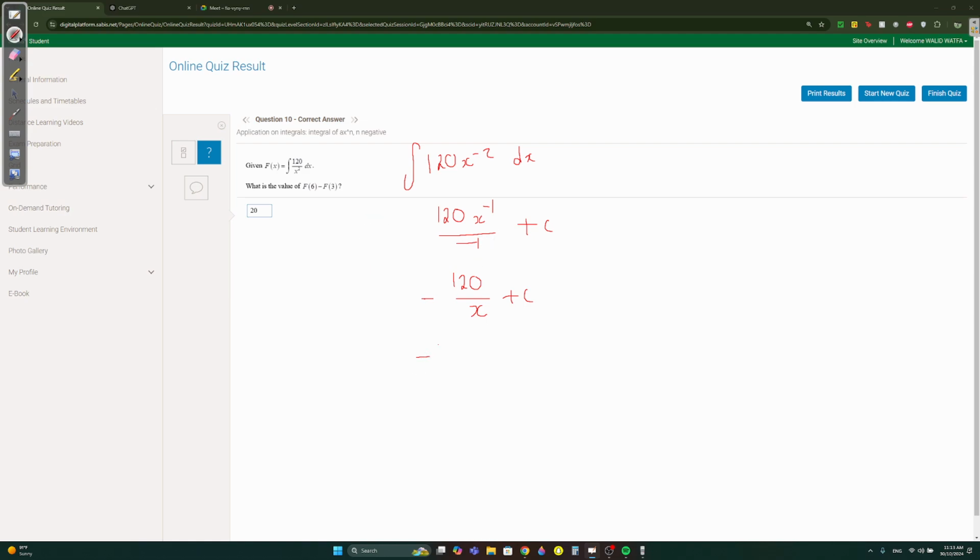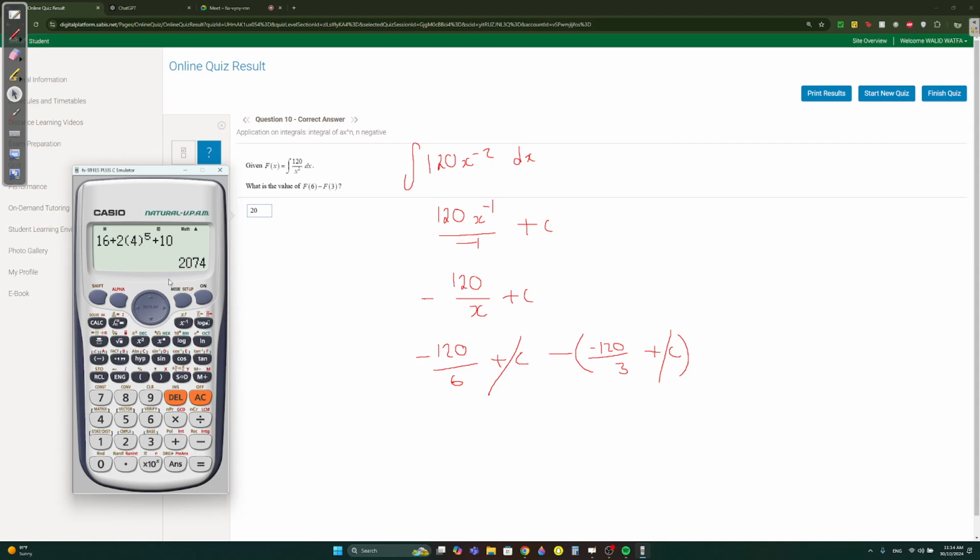f of 6 minus f of 3, so minus 120 over 6 plus c, minus, minus 120 over, sorry, not 6, 3, plus c. Plus c minus plus c. Minus 120 minus minus. So you're going to get minus 120 divided by 6, minus 120 divided by 3. You're going to get 20.